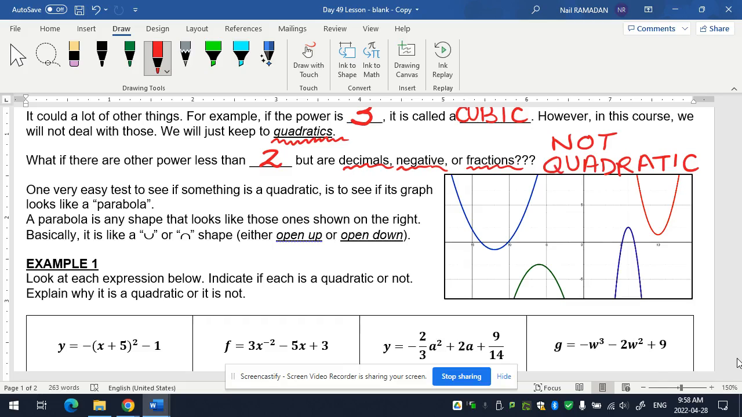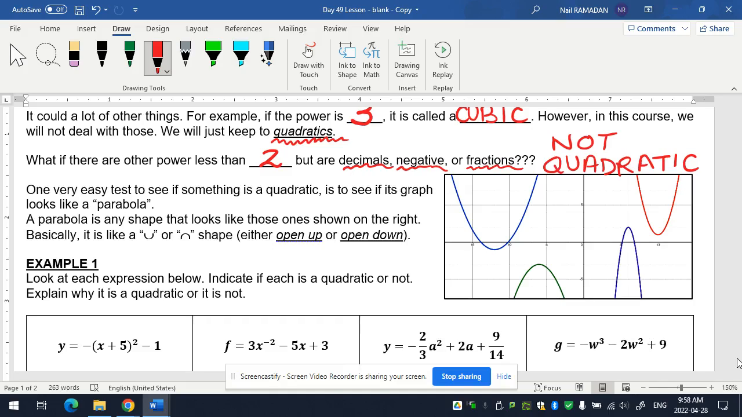You could bend it to make it thinner. You could bend it to make it wider. You could flip it, and you could make it thin, or you can make it wide. But everyone, listen up. You can never turn it this way. Never. It's either open up or open down. It's never open to the left or to the right. Every single time.